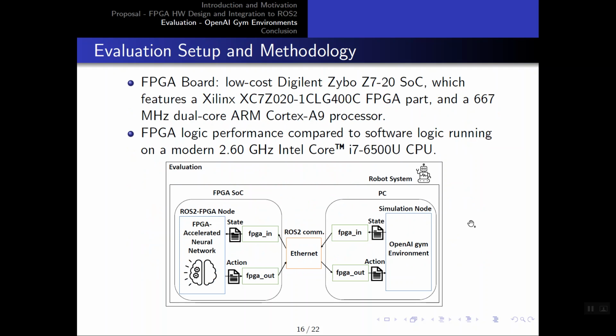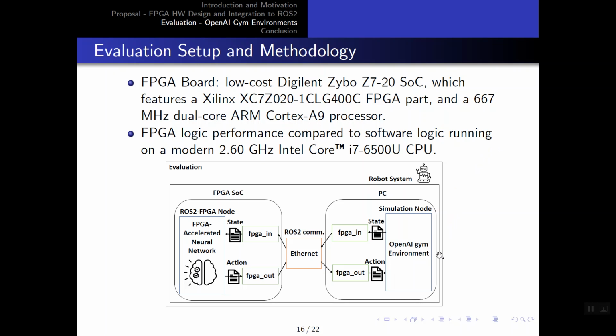Here's a schematic of our evaluation setup. So for our evaluation, the FPGA board that we used is a low-cost Digilent Zybo Z7-20 SoC. The FPGA logic performance was compared to software logic running on a modern Intel CPU. So here's our evaluation setup.